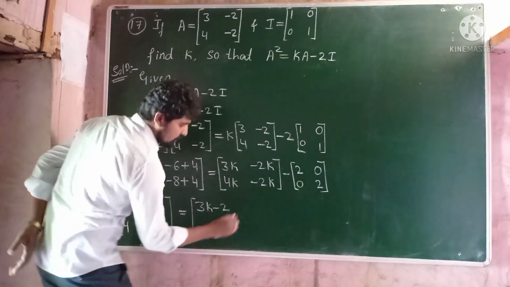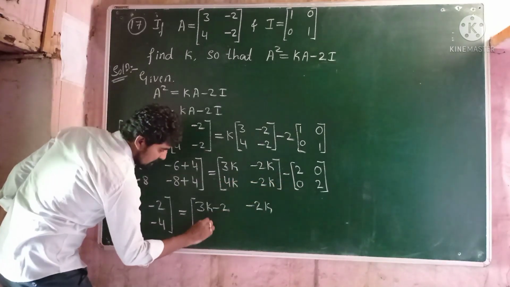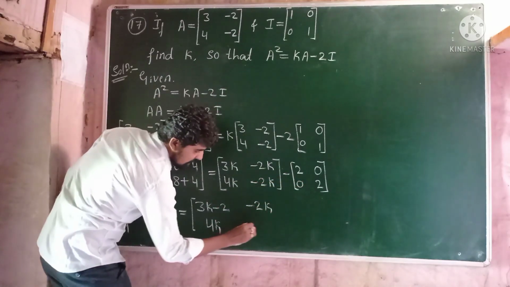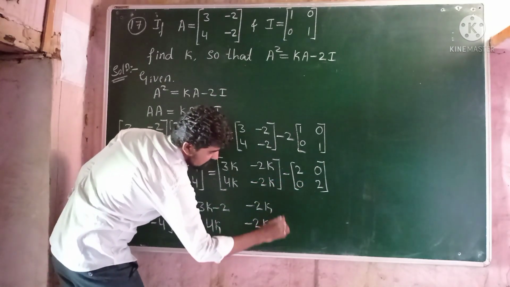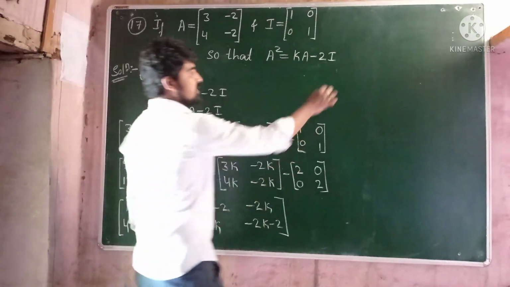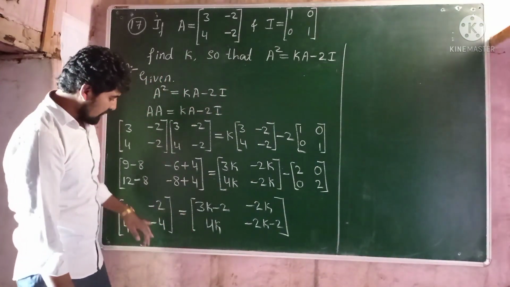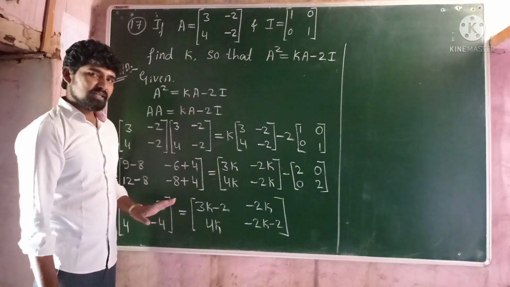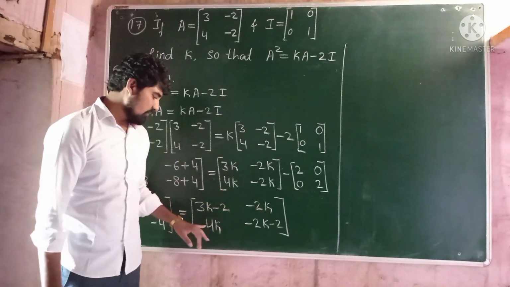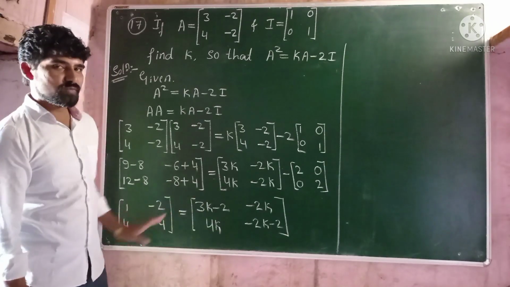which is equals to the difference of these two matrices: 3k minus 2, minus 2k minus 0 is minus 2k, 4k minus 0 is 4k, minus 2k minus 2. Now these two matrices are in equality condition. Therefore, from the definition of equality of matrices, corresponding elements of both the matrices are equal, and in this second matrix every element consists of the value k. So to find the value of k, you may equate any element of these two matrices.